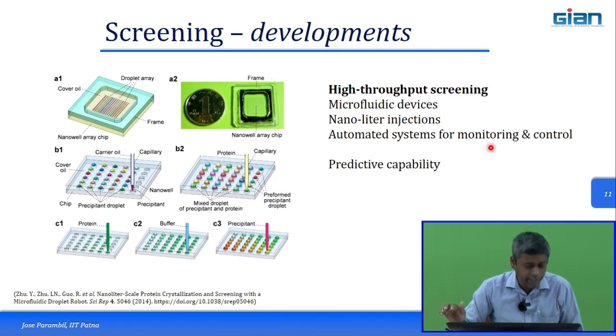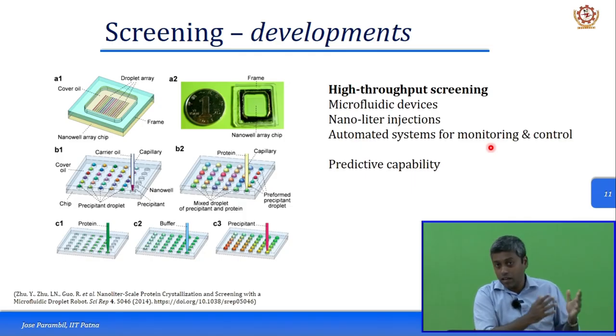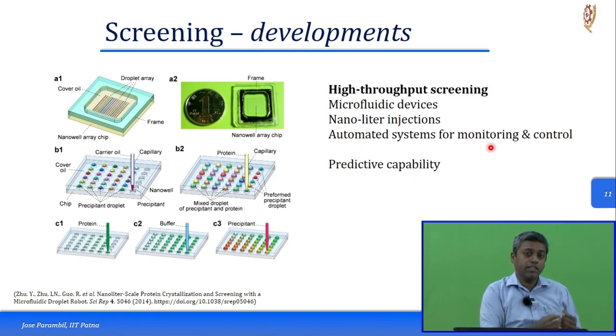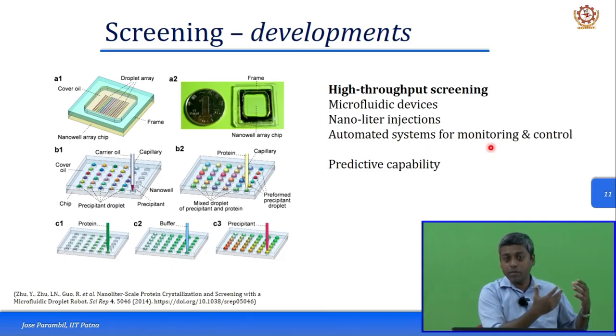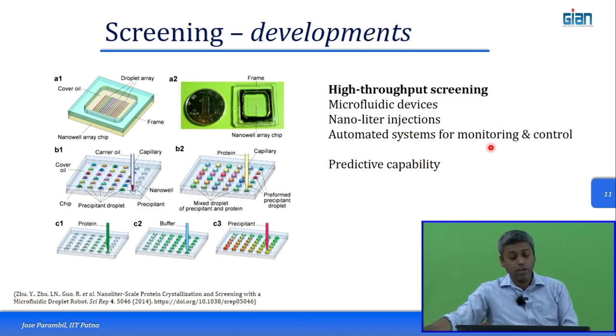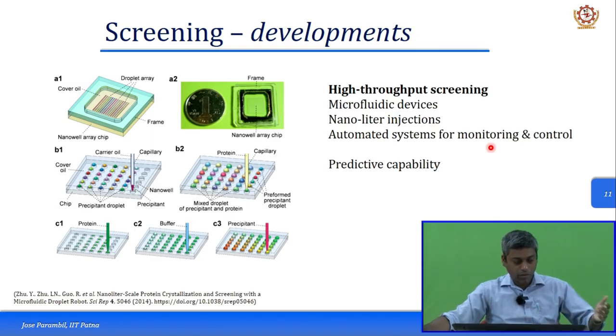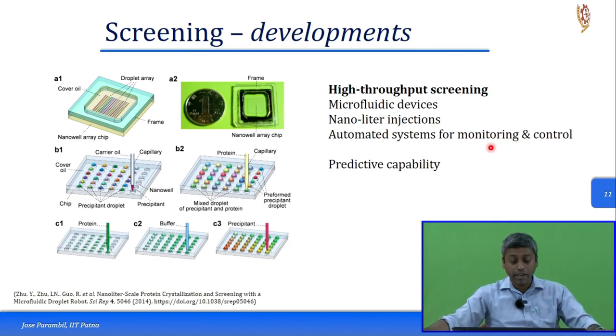The human intervention is limited to, let's say, the initial feeding of the conditions that have to be checked, as well as filling up the buffers, salt, and protein solutions and so on. So there are quite a lot of industrially automated systems coming in, which can increase the throughput of the screening process. And of course, another major leap is in predictive capabilities, with the developments in machine learning and AI systems and so on.